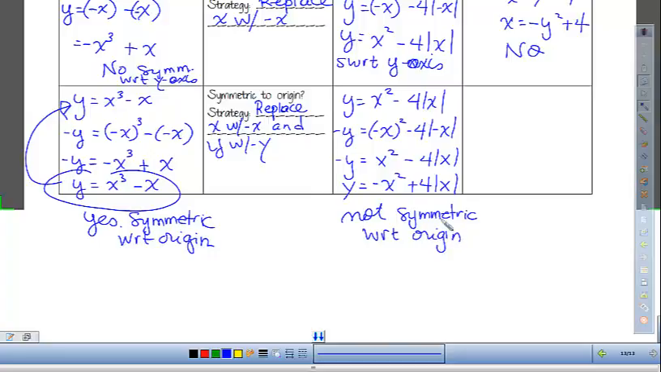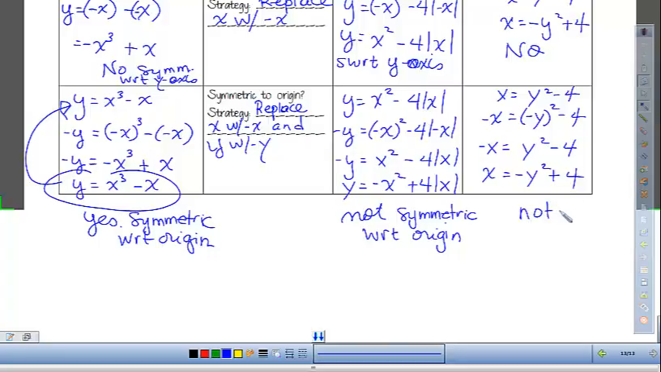Okay. And then finally, I think we had x equals y squared minus 4. If I replace both x and y, we've got negative x equals y squared minus 4, or x equals negative y squared plus 4. And when we compare, those are different. So we say not symmetric with respect to the origin.